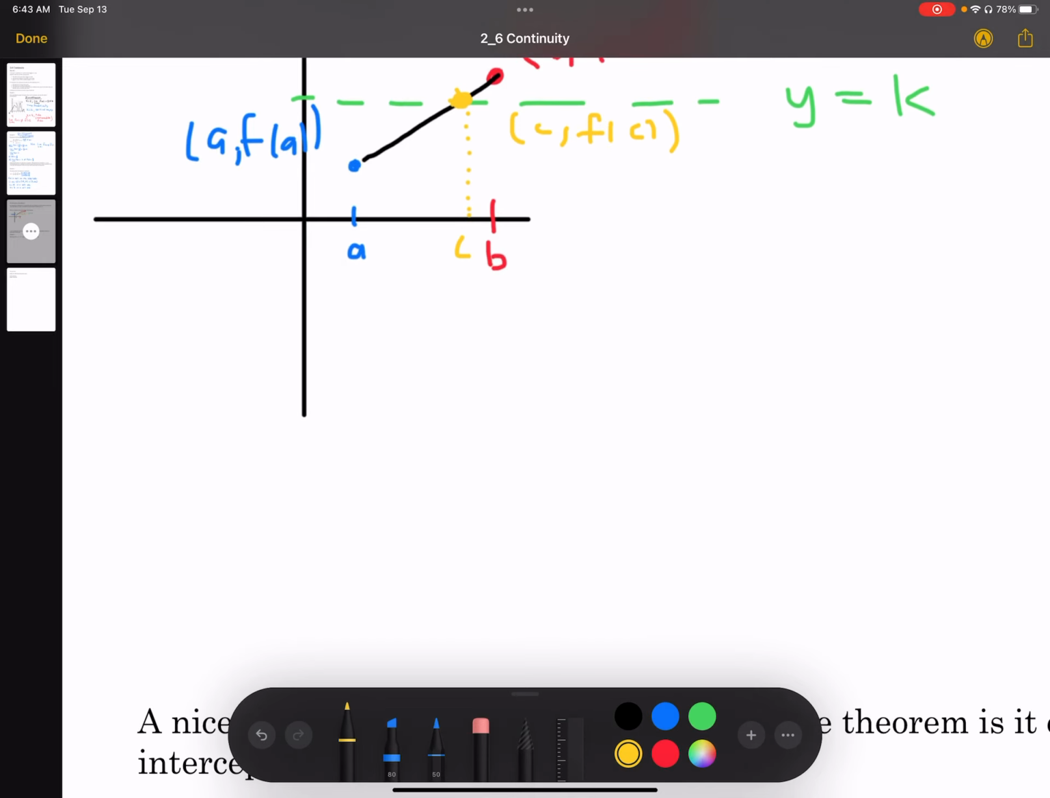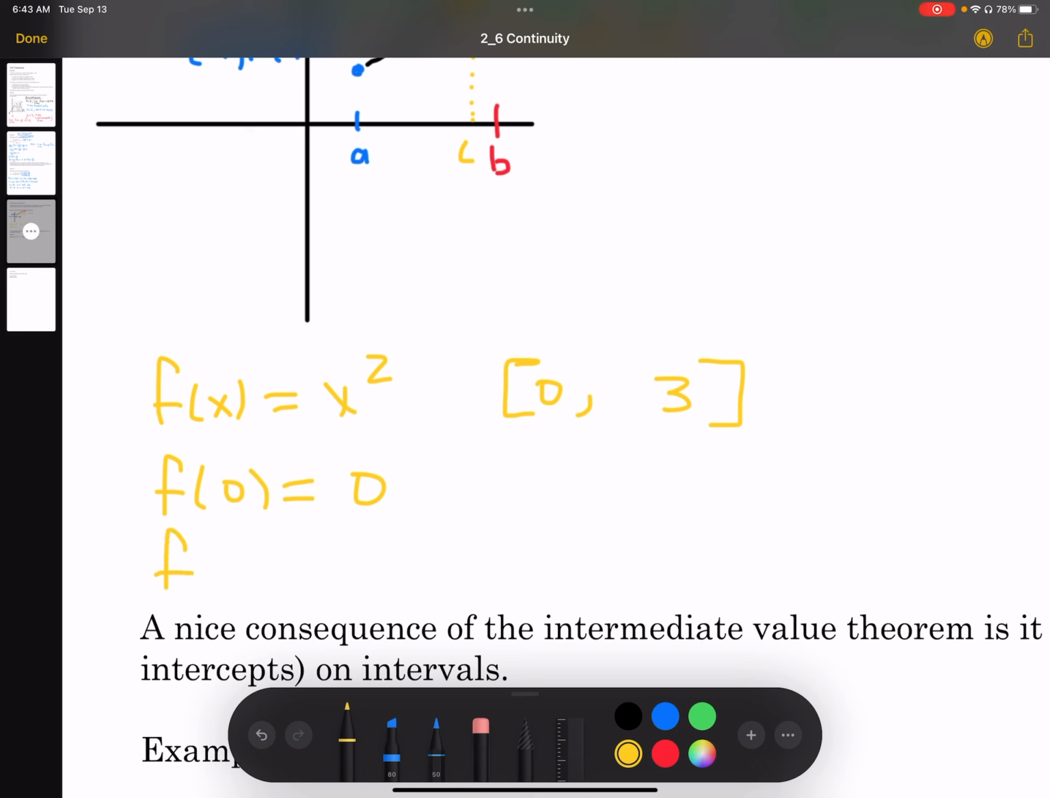So like say I told you that, we'll take an easy function. If I give you f of x equals x squared on the interval 0 to 3, then we know f of 0 is equal to 0, and we know f of 3 is equal to 9. What the intermediate value theorem is going to tell us is that since the output values are between 0 and 9, there is for sure a value that gets you 4.